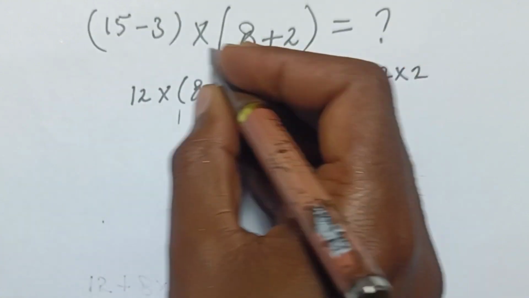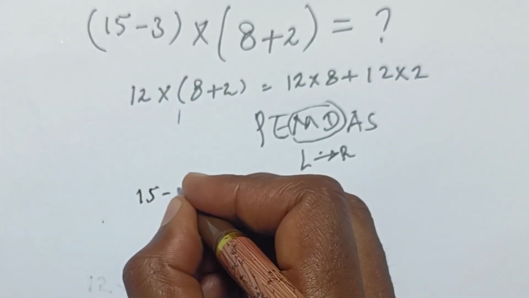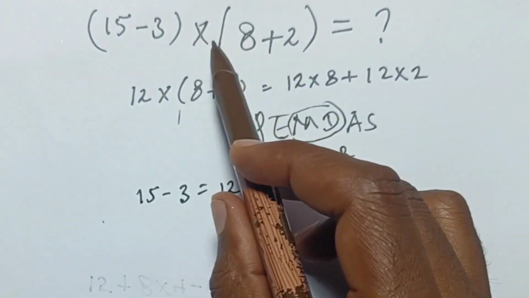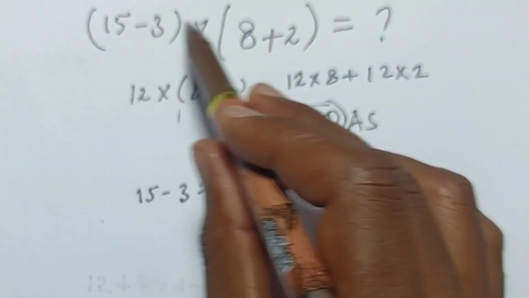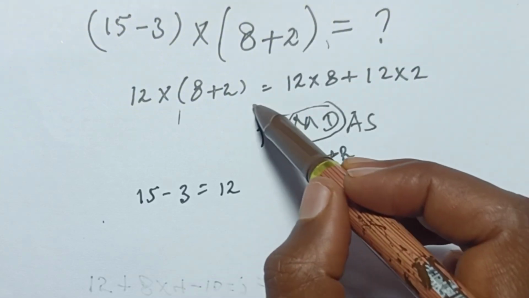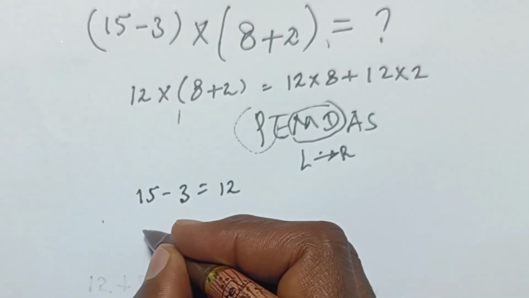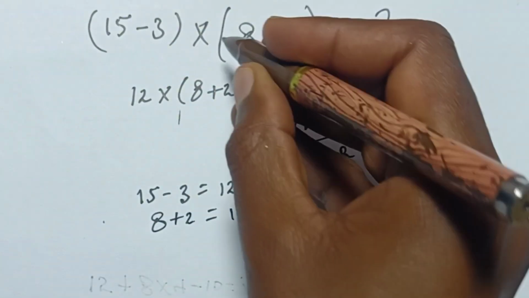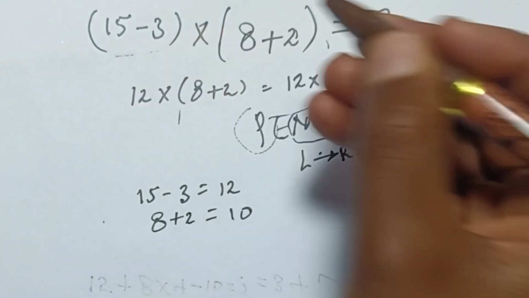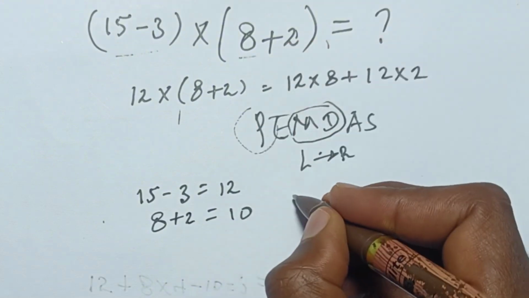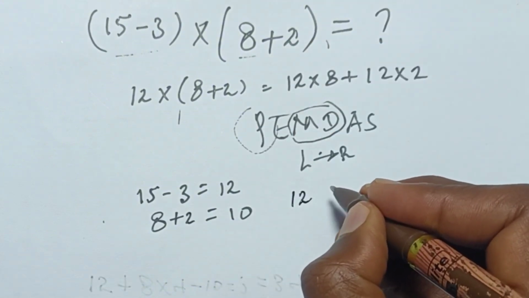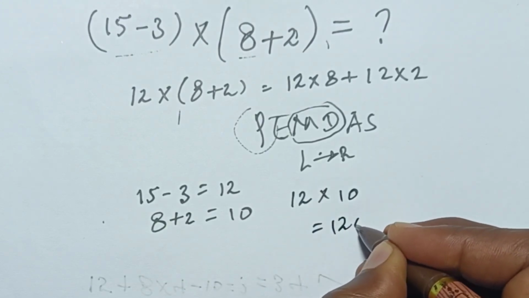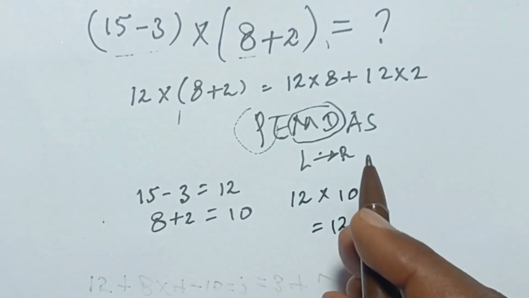So here we have 15 minus 3 is 12. Before we solve the multiplication, we have to solve first the expression inside the brackets, or the parentheses. So 8 plus 2 is 10. So we can put it, this one is 12, this one is 10. So simply 12 times 10, which equals 120. This is the correct answer.